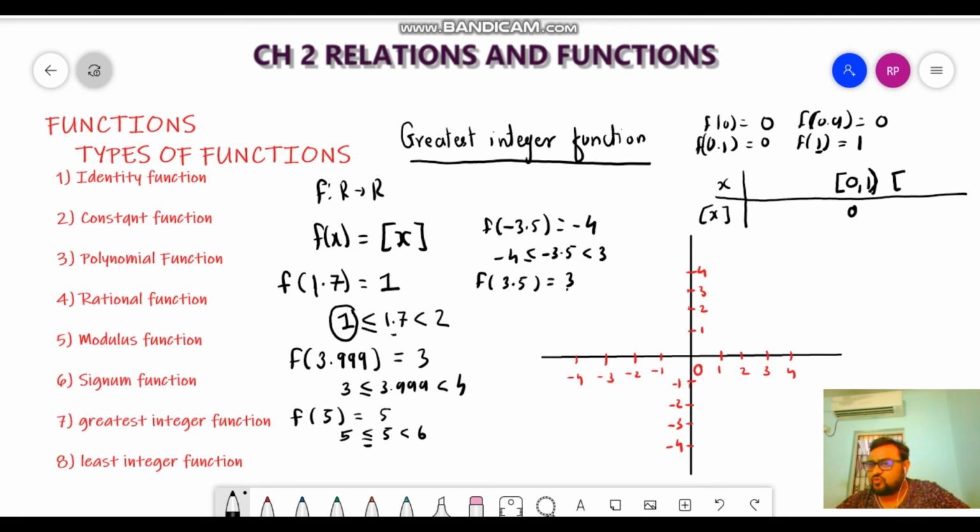From 1 to 2, the answer is 1. 2 to 3, but not 3. See, on 3, I am using an open bracket. The answer is 2. Right? Minus 1 to 0, minus 1. Minus 2 to minus 1, minus 2. So when I draw a graph, from minus 2 to minus 1, the answer is minus 2.